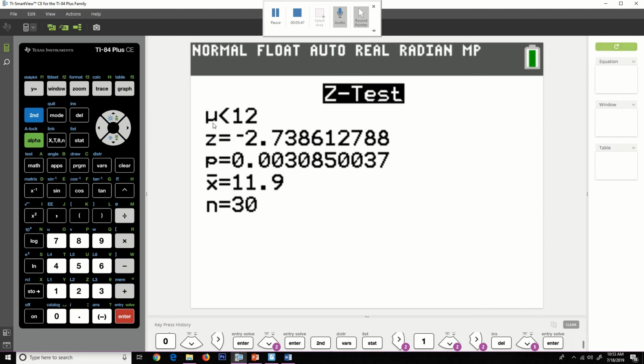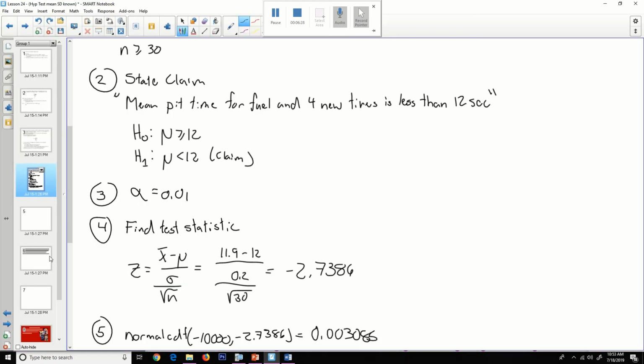We can see that for our mean less than 12, that's again our alternative hypothesis, we get a z-score of negative 2.7386. That's what we calculated. We have a p-value of 0.003085. Got that. And so again, the z-test here isn't going to change depending upon what your significance level is. Your significance level determines whether you reject or fail to reject. So this one, even at the 0.05 or the 0.1 level, we would be rejecting the null hypothesis in all instances. All right, so let's go down here.